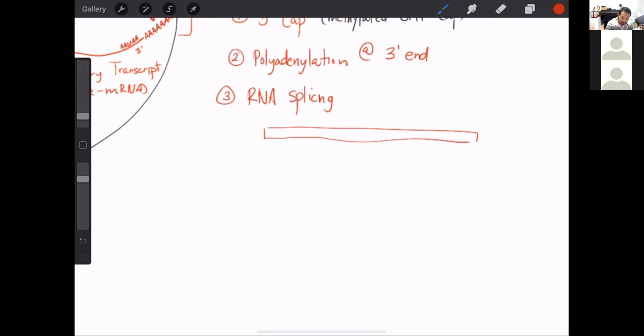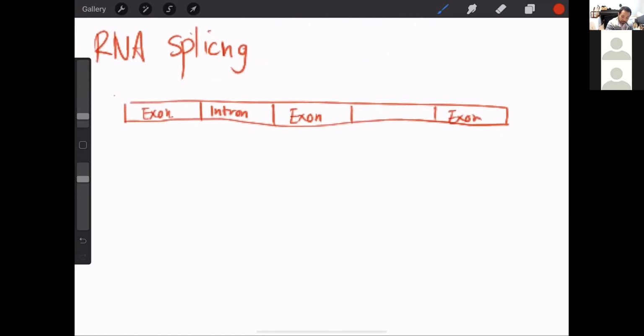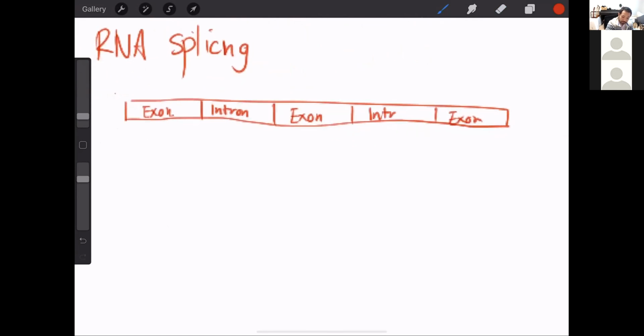And what we'll see is that some of these gene regions are what we call exons. Like that one, that one, that one. Exon. And some of these other guys are what we call introns. So here in this case, we have 2 introns.